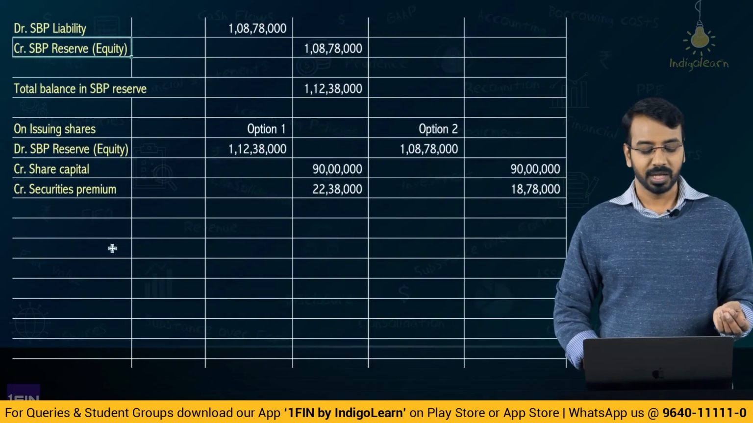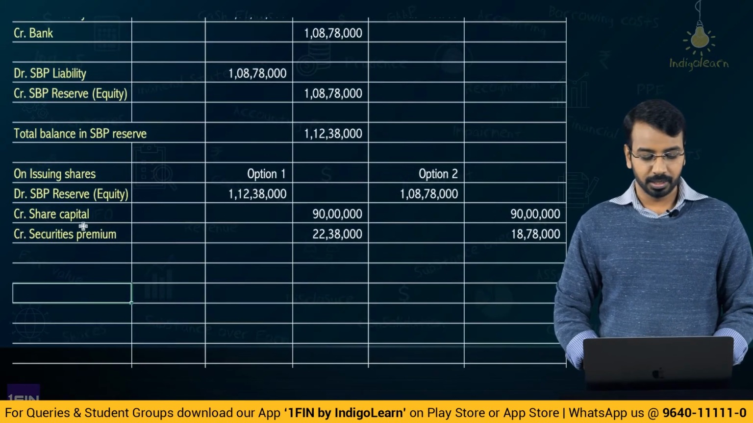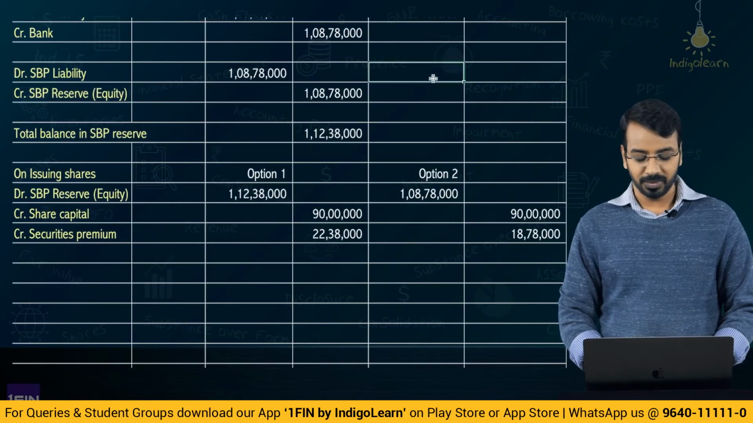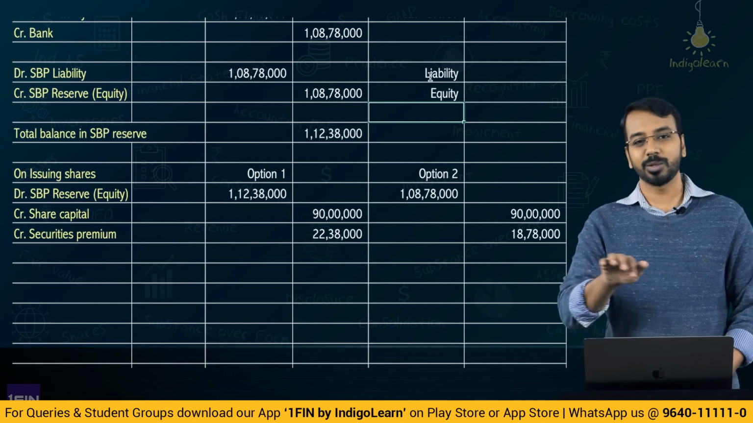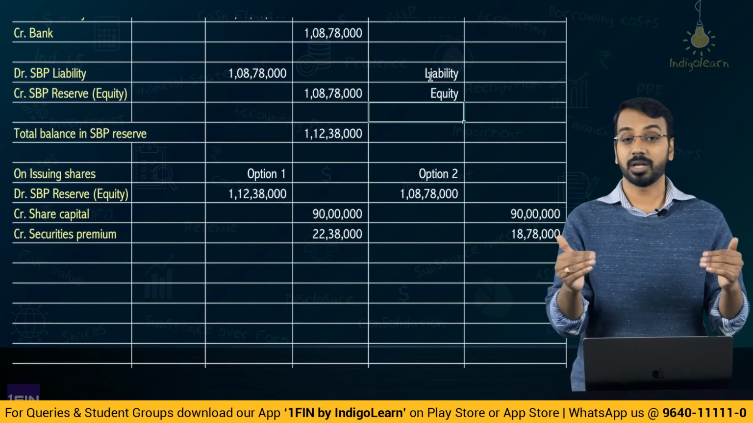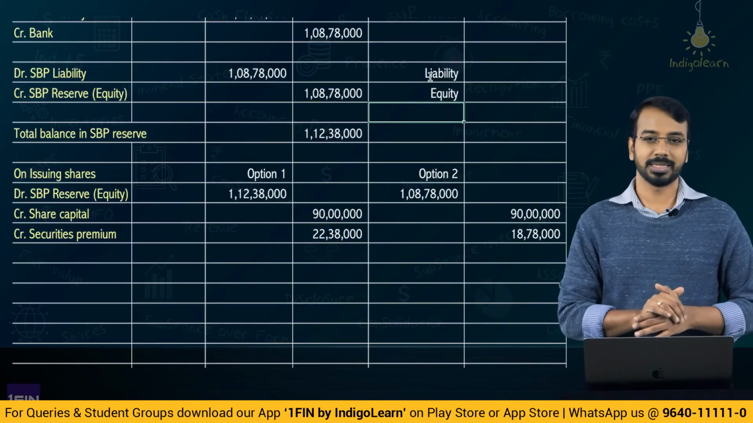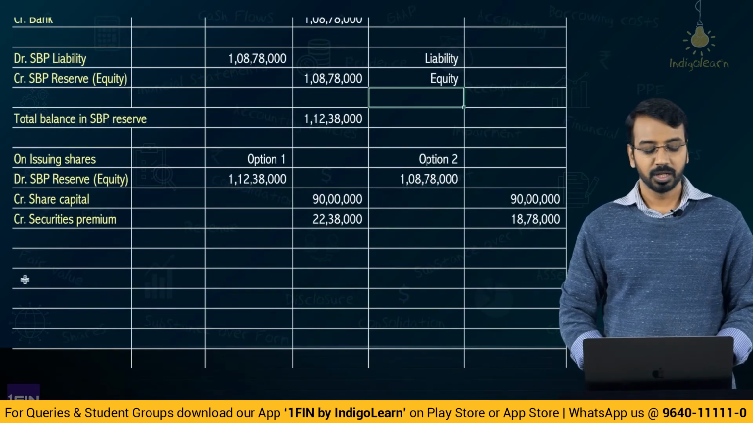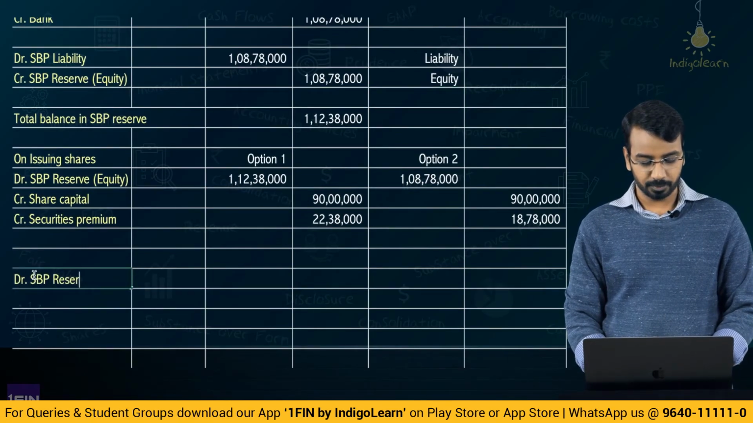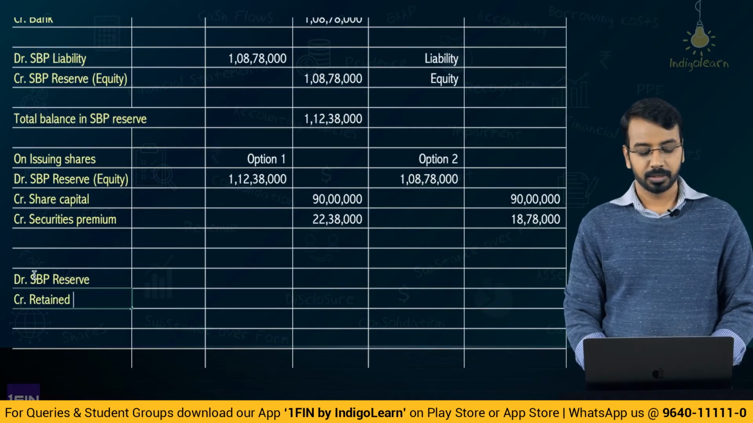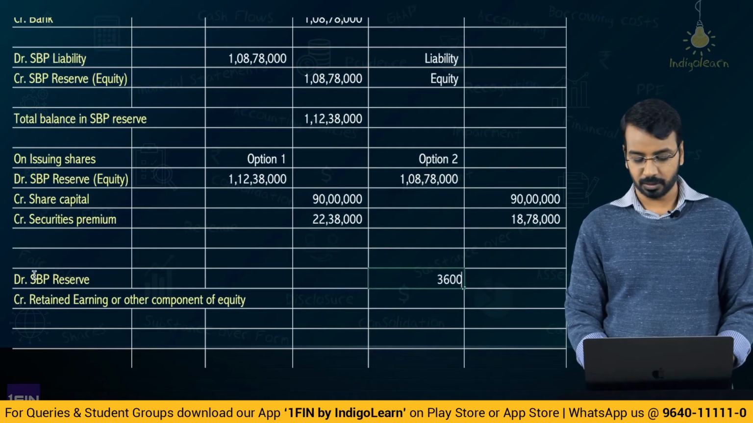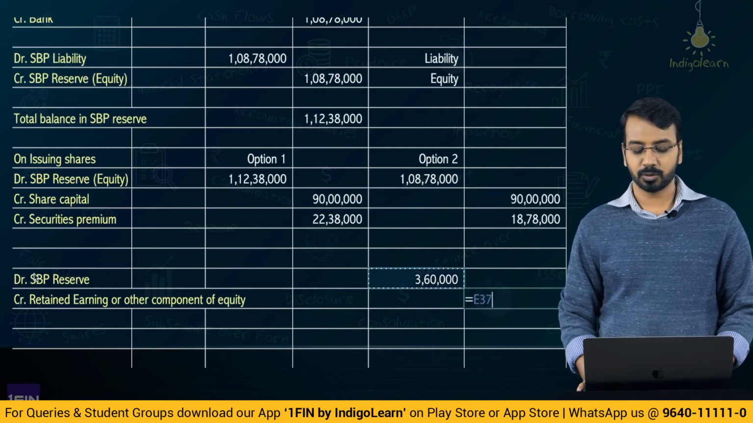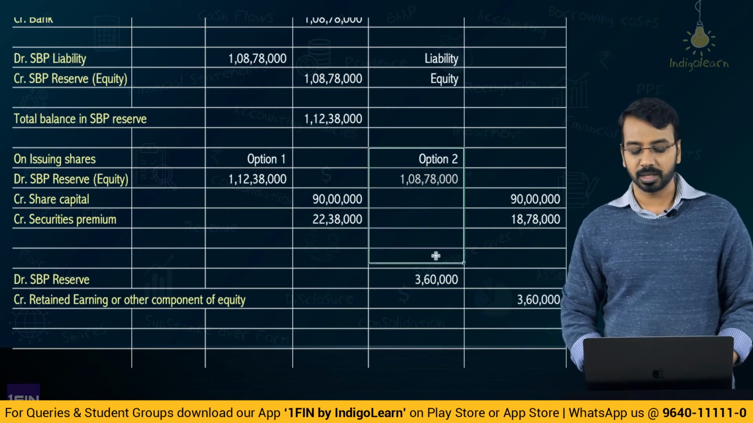So actually, what Ind AS says is that here, this debit liability and credit reserve is basically you debiting a liability and transferring it to equity. Now under which component of equity it should be classified is not given. So I think management has to take a conscious call, and accordingly they will have to pass the necessary entries. In the second option, as I told you, you will also debit SBP reserve, credit maybe retained earnings or other components of equity. By what amount? Whatever is left, that is 3,60,000, debit here and 3,60,000 credit here. Okay, the Institute has followed this method, which is option 2.